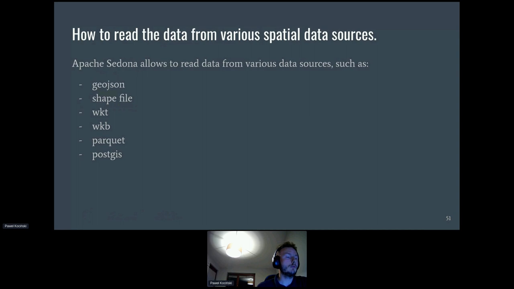The Python API includes all possible geospatial data format readers provided by the Apache Sedona Core native API. You can read the data from GeoJSON, Shapefile, WKT, WKB, also from Parquet or PostGIS. Also, due to the integration with Shapely, you can use other external libraries to load the data, like Fiona or GeoPandas, and next transform it to the geospatial DataFrame or spatial RDD.